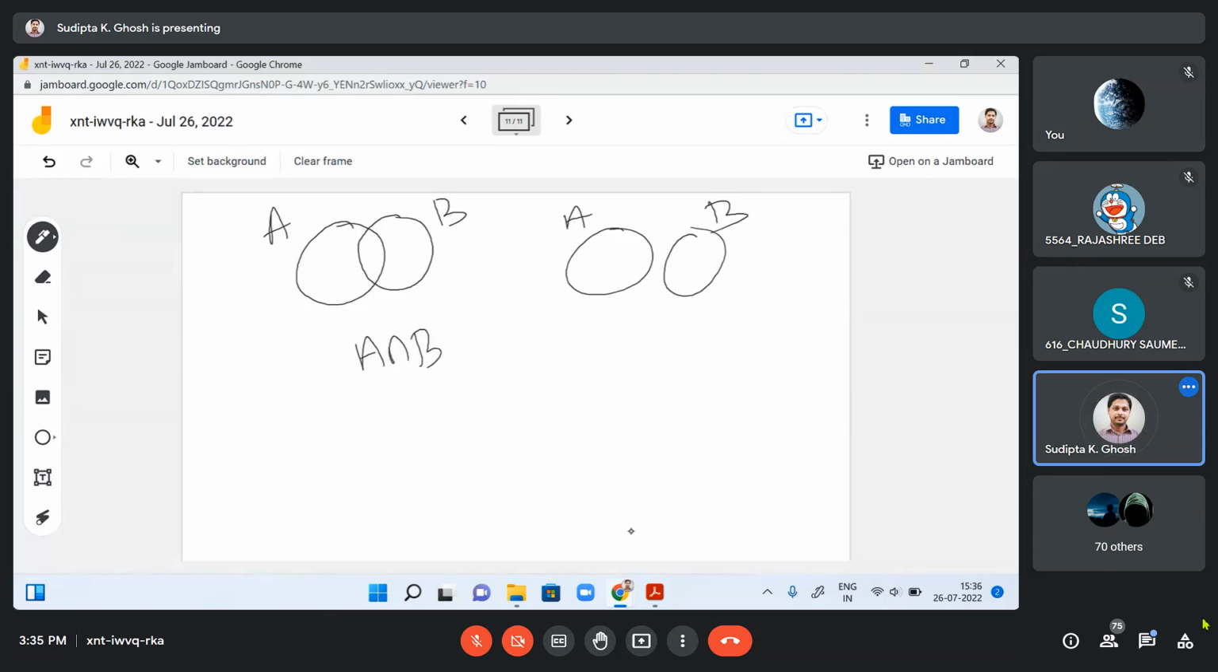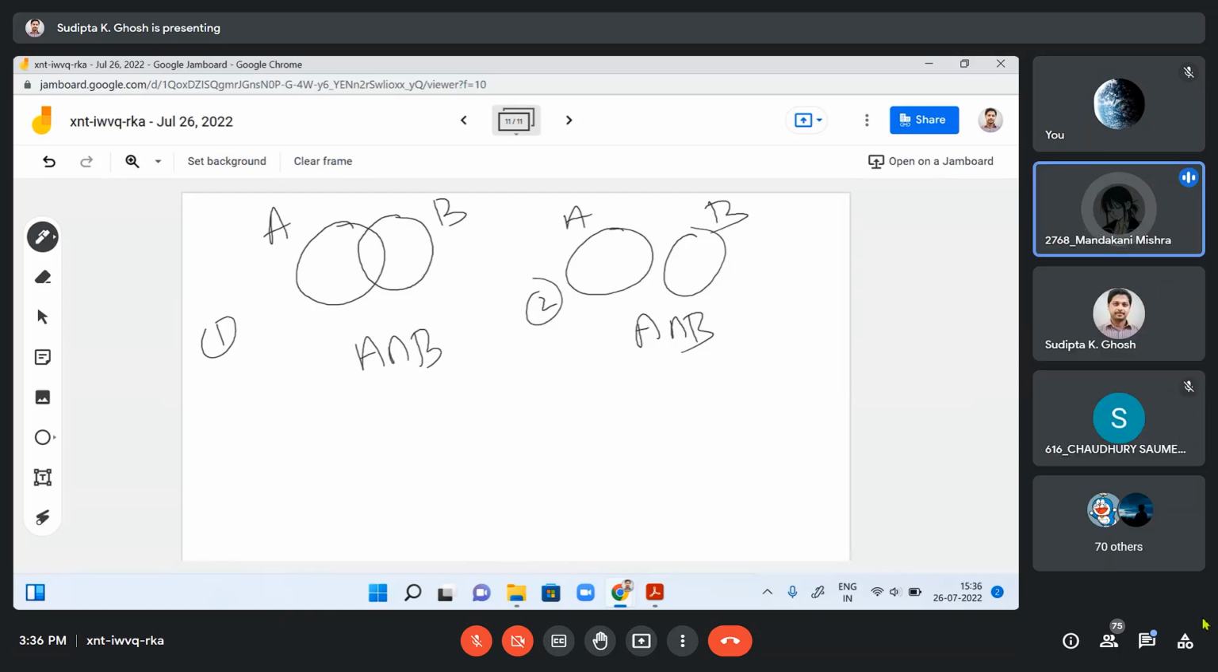Tell me, what about this value? That is one picture. That is picture number 2. Picture number 2 is a disjoint one, and picture number 1 has some intersection. So in the first case, A intersection B is not equal to phi. In the second picture, A intersection B is equal to phi.